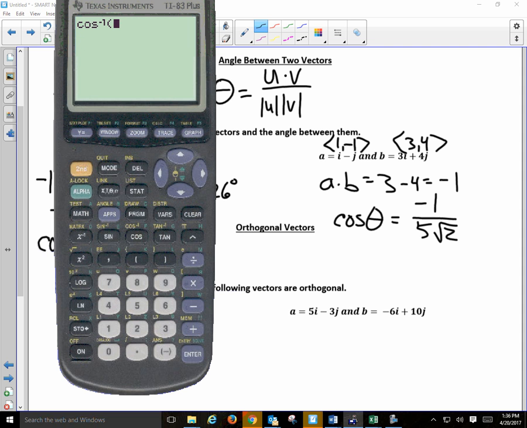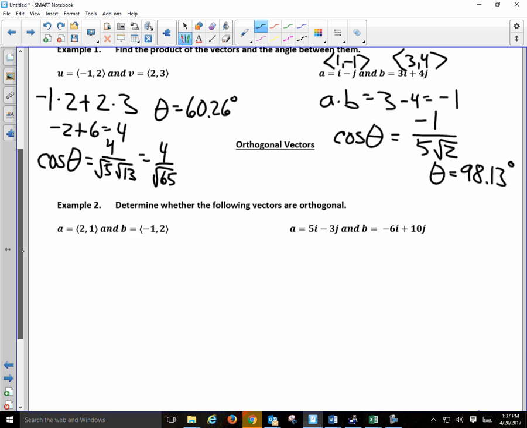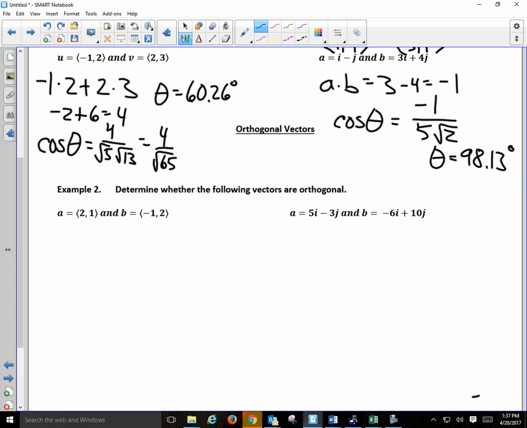Cosine inverse of -1 divided by 5. Whoop, I have to put parentheses. That's the mistake you'll make on the test. You won't put parentheses, you'll get a different angle. I get 98.13 degrees. Remember your parentheses in that situation. Okay. Not too bad, huh? So that brings us to orthogonal vectors.